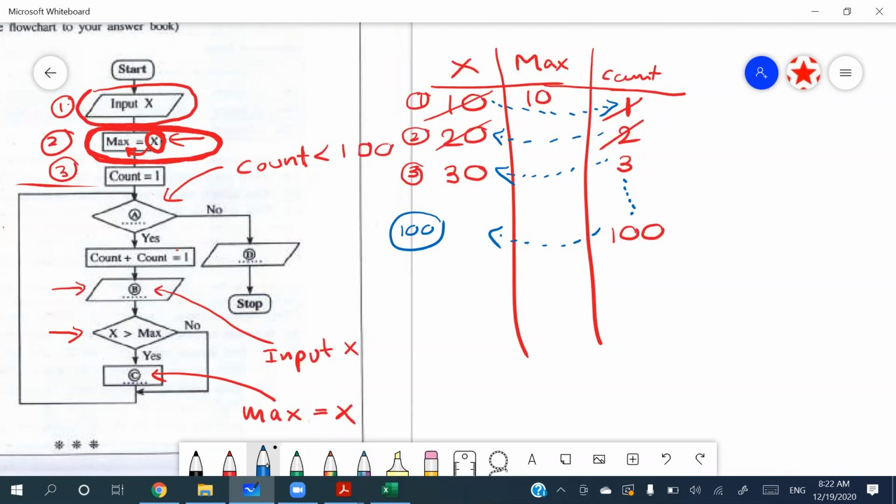Right? So thereafter our requirement is done.